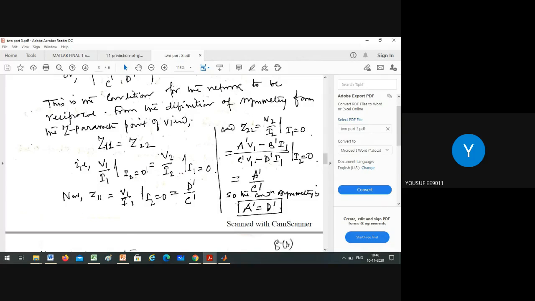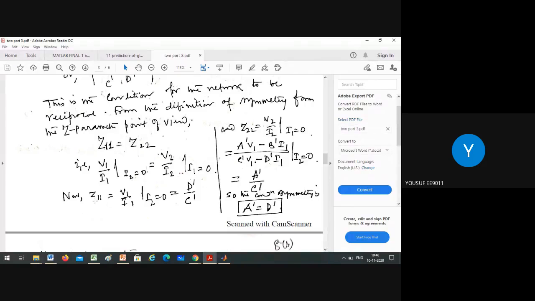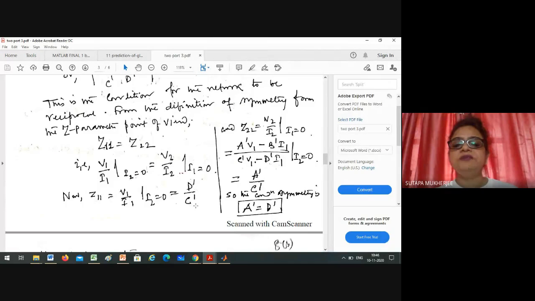Ma'am, please say it once more, I did not understand here. Yes, see the equation. Z2 equal to what? Forget about everything. Z2 equal to A prime by C prime, right? And Z11 equal to what? D prime by C prime.